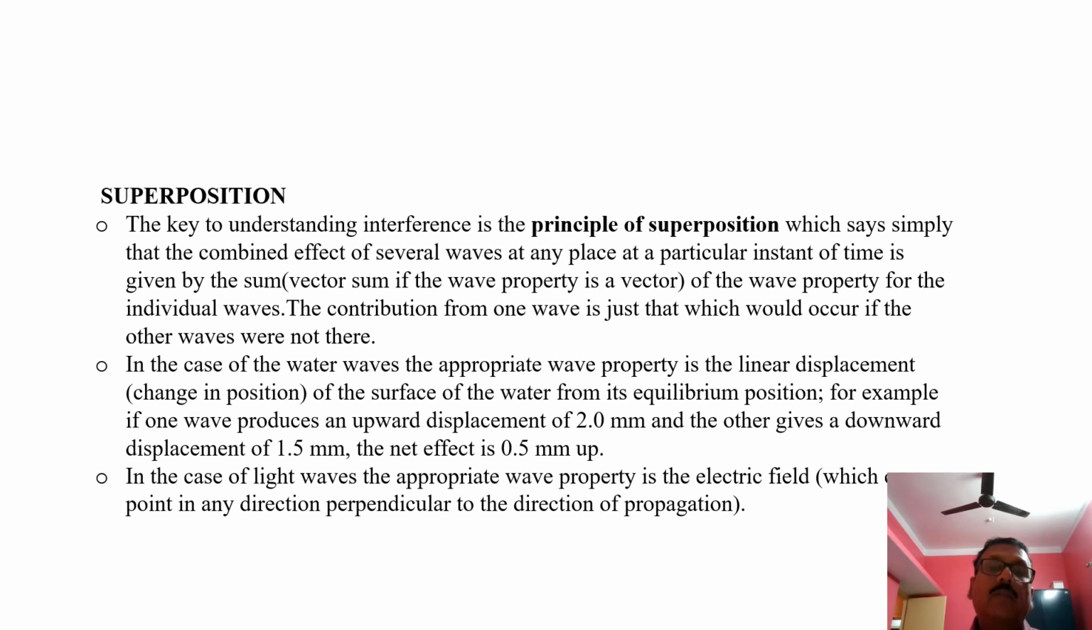In the case of water waves, the appropriate wave property is the linear displacement of the surface of the water from its equilibrium position. In the case of light waves, the appropriate wave property is the electric field, which is directed in a direction which can point in any direction perpendicular to the direction of propagation.